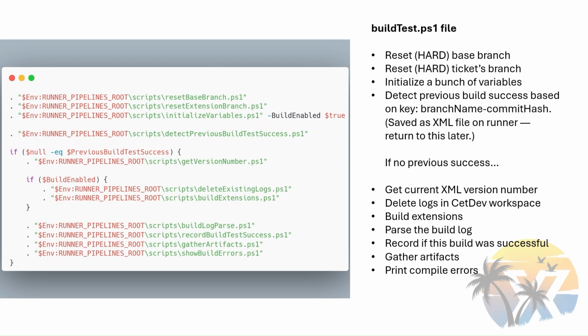Then I initialize a bunch of variables all within a single file. It's probably not the best practice, but then I also print all of those variables so that I can see it in the debug log. It's like all of my variables and their settings when they start. I can review that in the logs. Then I have a detect previous build success based on key.